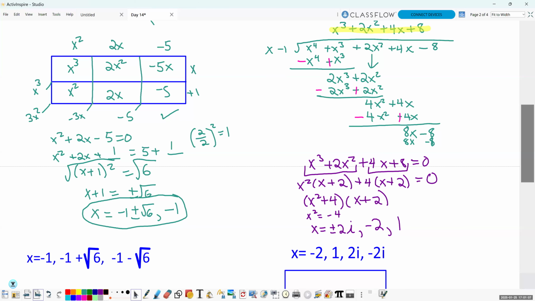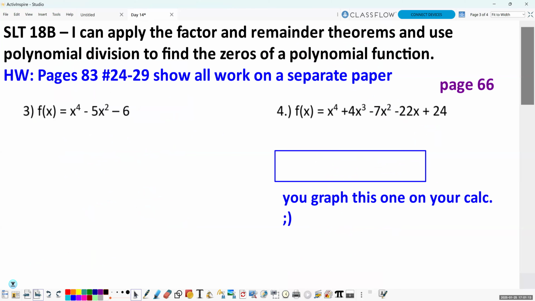Okay, I want you to pause the video and take a look at number 3. You should have had a chance to realize that number 3, you don't need to pick up a calculator for. It will factor. There are 3 terms here. And the powers are 4, 2 tells me I can set up factoring x squared, x squared. And I need 2 numbers that add to -5 and multiply to 6. So if we use -6 and +1, that will add to -5 and multiply to 6.